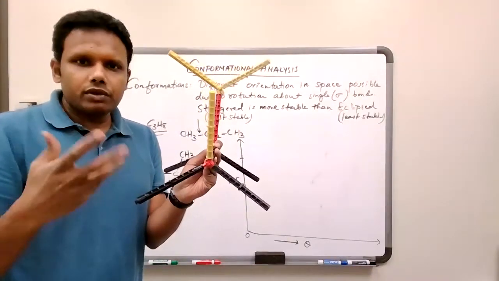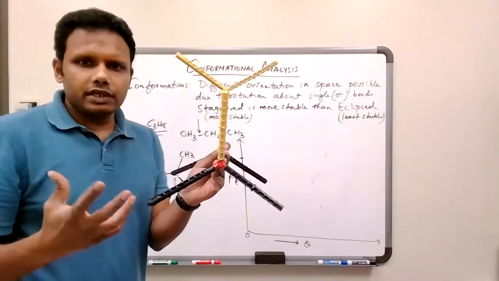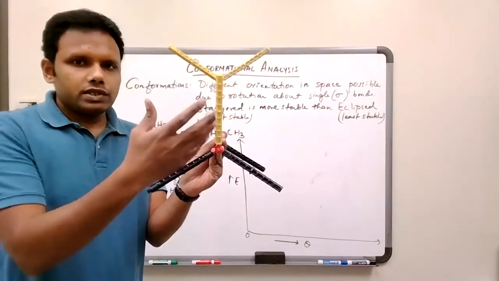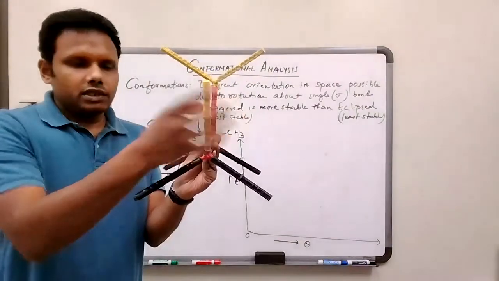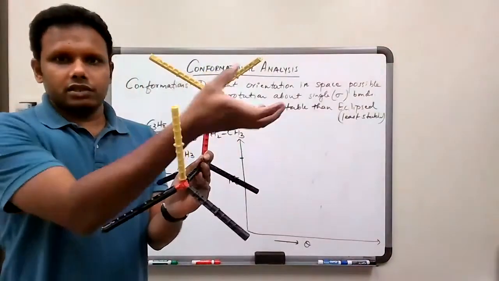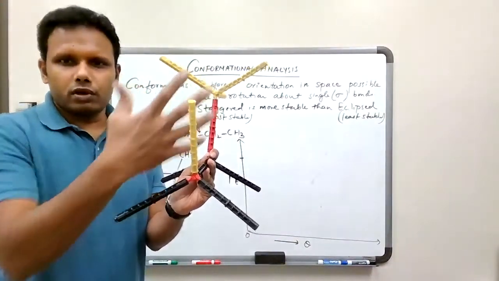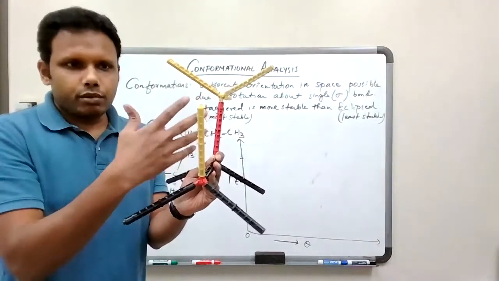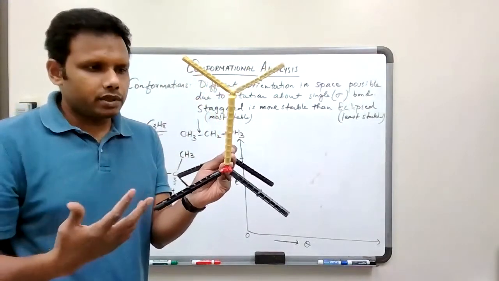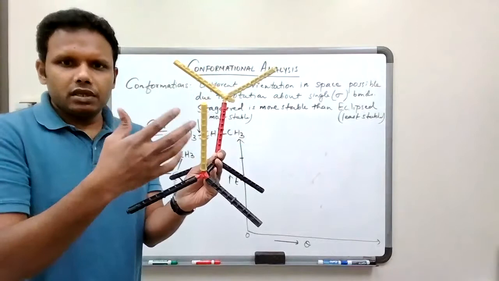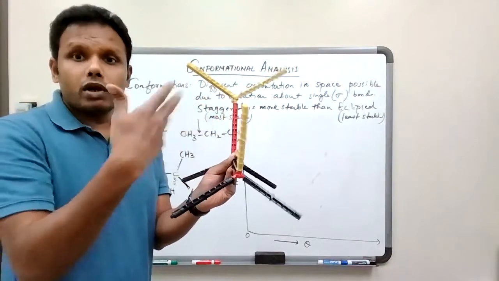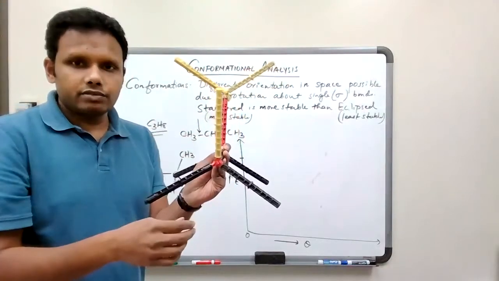If you think about the simple model where we talked about electron density, what you notice is you have electron density here, but there's additional electron density here. So there's going to be more repulsion here. It's an electronic repulsion, the two electron densities repelling each other. So this eclipsed conformation should be more unstable compared to ethane.